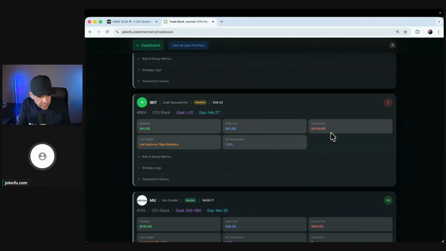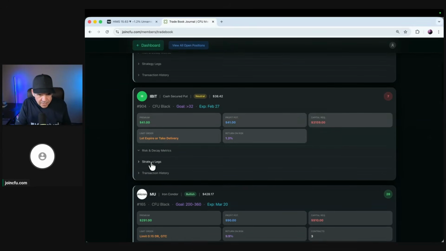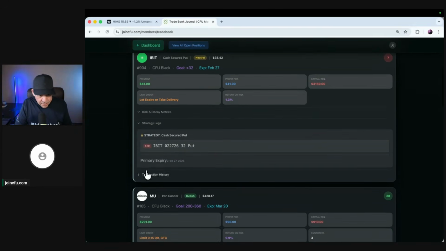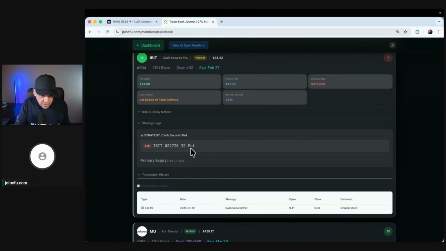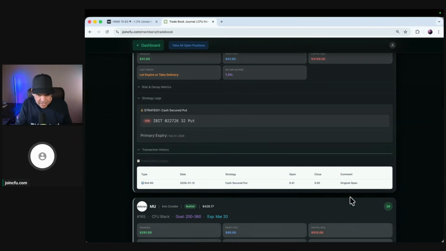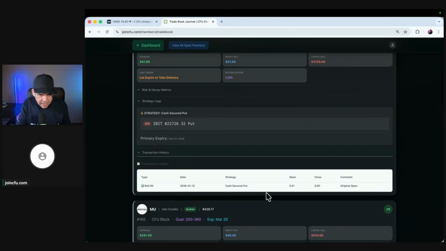When we do cash secured puts at CFU, we put the total cash amount that you would be required to enter into and secure that trade with. So 31.59 there. But this is where it gets cool. We have risk decay metrics, which don't really work for cash secured puts. Then we have the strike that we entered in, and the transaction history here. This is a way that we keep track of all the trades that we're entering into.